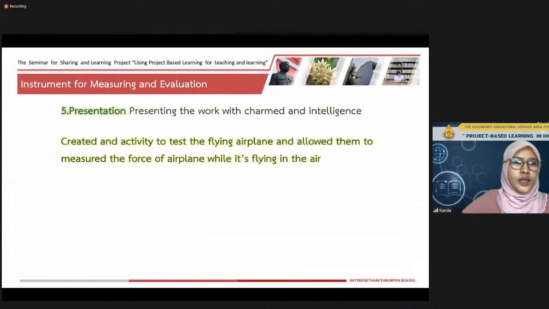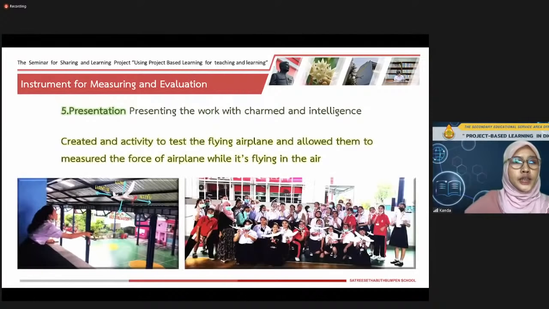The last step, presentation. Presenting the work with charm and intelligence, then creating an activity to test the flying airplane and allowing them to measure the force of the airplane while it's flying in the air. The researcher found that students' satisfaction surveys are at a good level on project-based learning, or PBL.